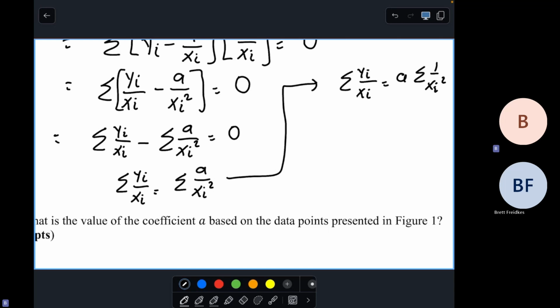I cannot just cancel things inside their respective series. I can't say, oh, there's an xi here and an xi there, I can cancel them. You cannot do that. It doesn't work because you're summing things. If I had 1 plus 2 plus 3 equals 1 squared plus 2 squared plus 3 squared, could I just cancel terms? Not really. You can't do that. So what I have to do is instead solve for a by dividing by this. You get that the summation of yi over xi divided by the summation of 1 over xi squared, that whole thing is equal to a.